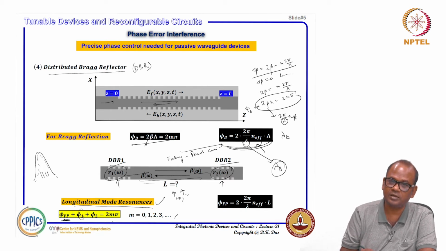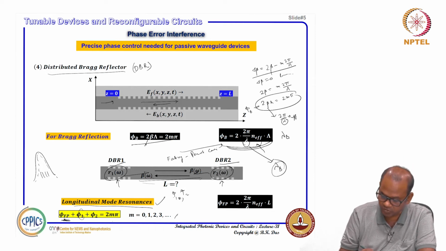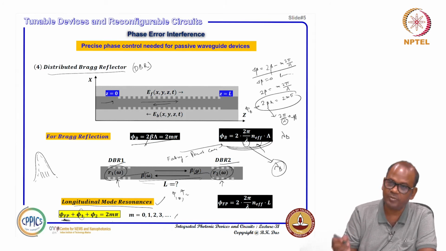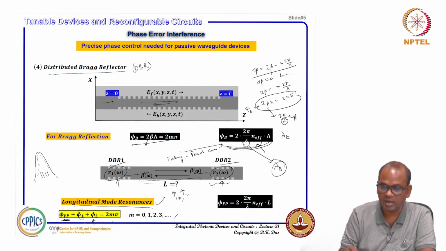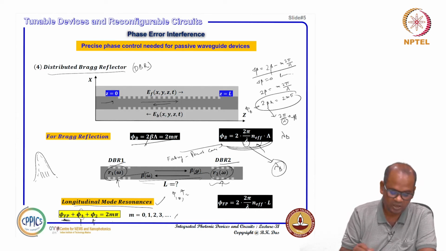As you know, a DBR can introduce some phase exactly at the Bragg wavelength, that is pi by 2 and so on. That phase is defined by your DBR, and if there is any variation in this phase because of dimensional error, etc., you may get a different resonance wavelength.